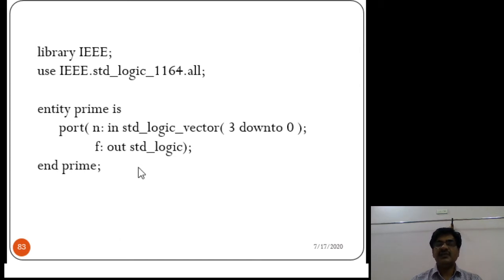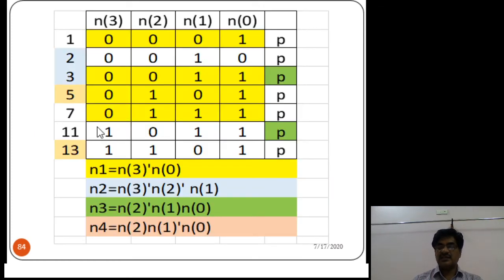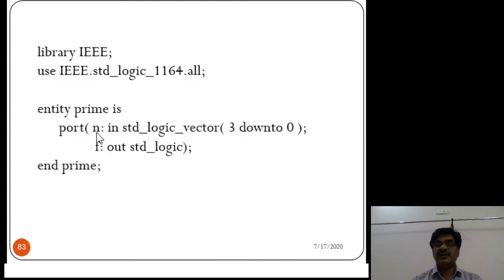.all. Then the entity name is prime, is, port of. It has a 4-bit number, that's why the input n is of mode in, standard logic vector, 3 down to 0, so n can accept 4-bit data. Then the output f is out standard logic; if f is 1, it represents that the input number is a prime number, otherwise it is not a prime number.